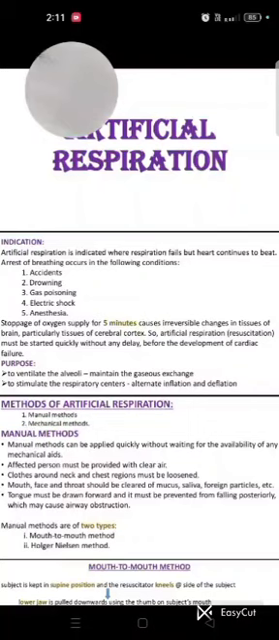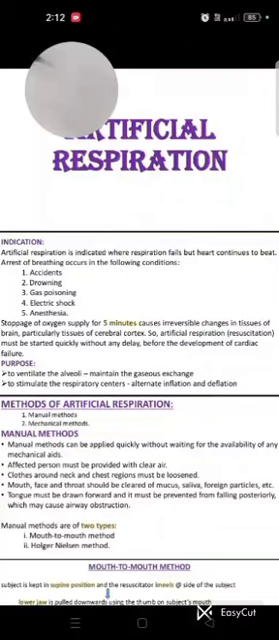The stoppage of oxygen supply even for 5 minutes can cause irreversible changes in the tissues, particularly in the tissues of the cerebral cortex. So the artificial respiration must be started quickly without any delay, before the patient goes into cardiac failure.